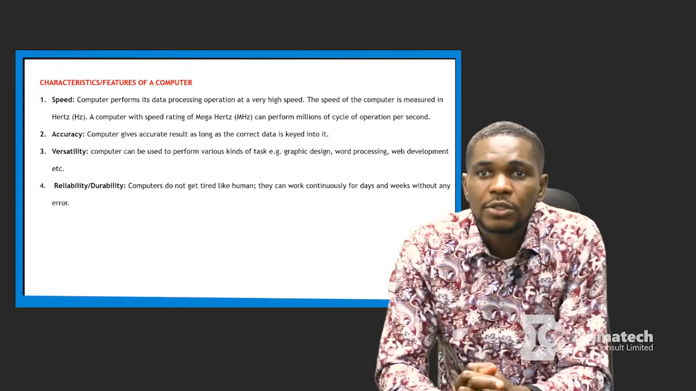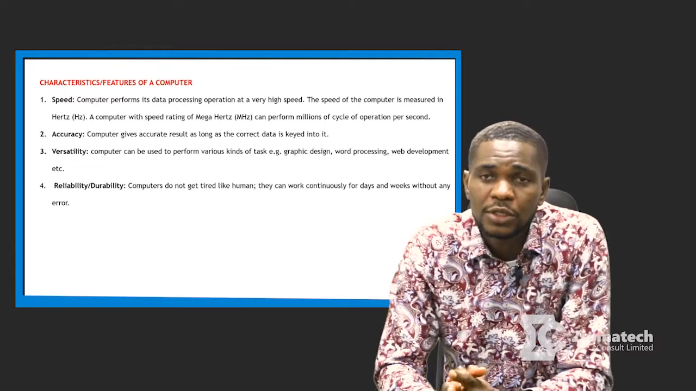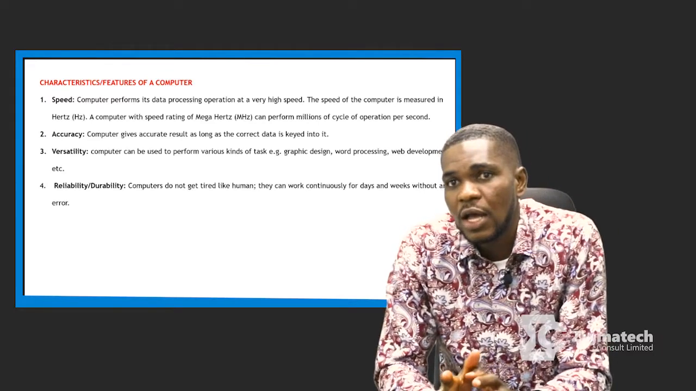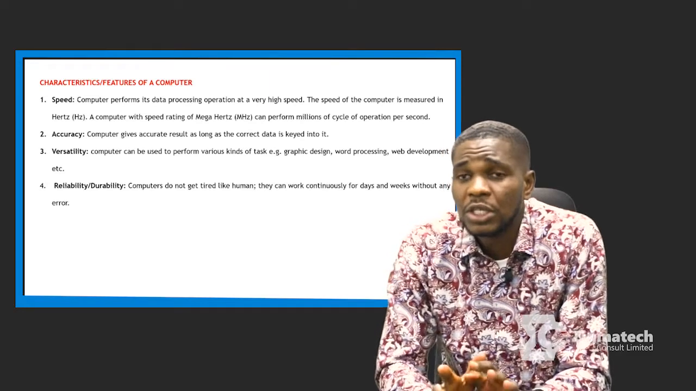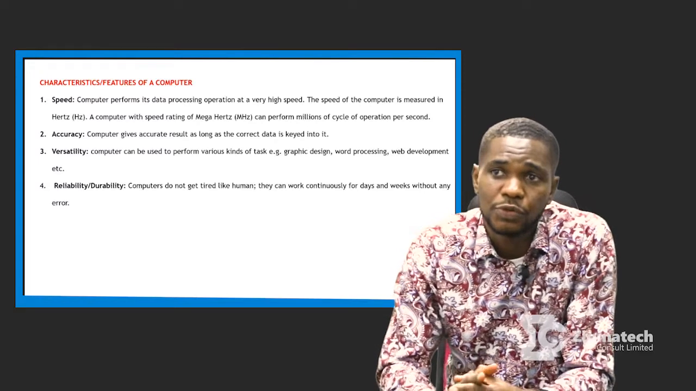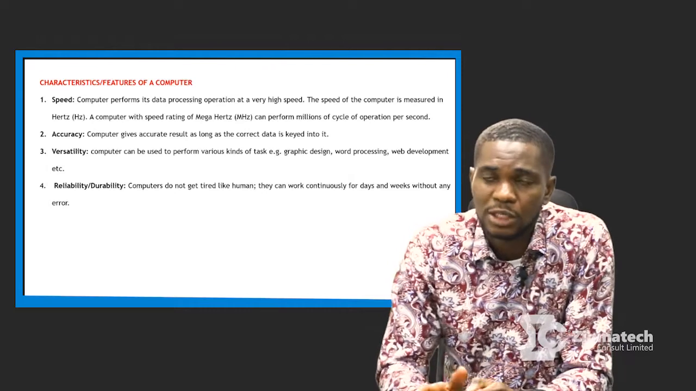Okay, we look at the characteristics or features of a computer which make it a tool for data processing. The first one is speed. A computer performs data processing operations at a very high speed, which is one of the reasons people resort to the computer as a tool for data processing, because we want our data processed as fast as possible.